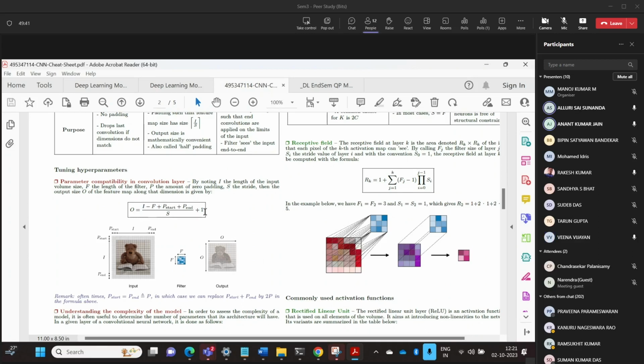If they mention a padding value, then instead of P start and P end, generally they will convert it into 2P, because both sides are getting padded equally, right? So it will be 2P. That's the final formula we can use, exactly the same formula that we discussed in the previous session.